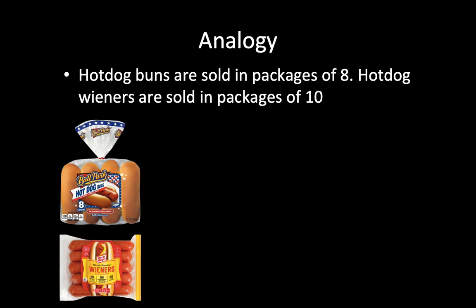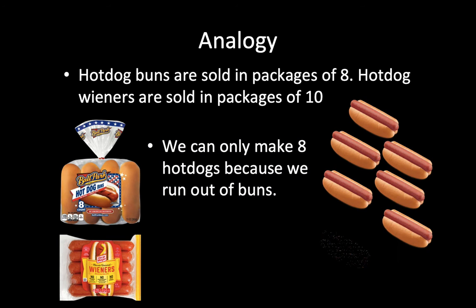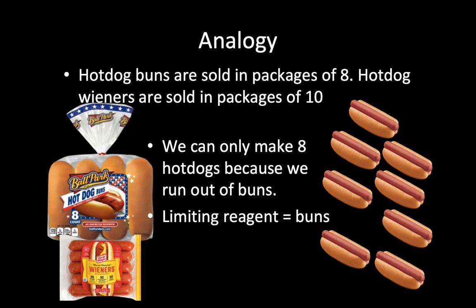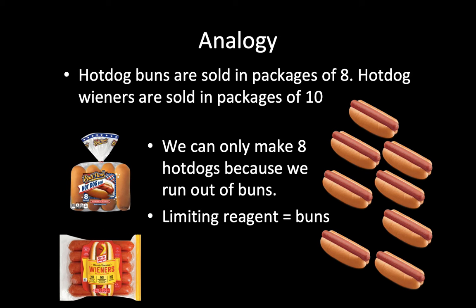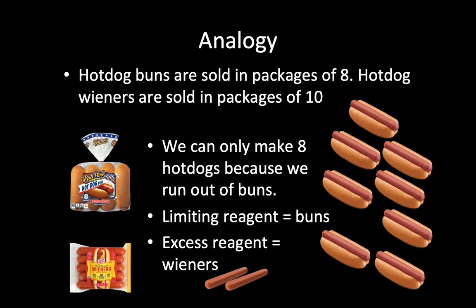To understand better what we're talking about here with limiting reagents, we're going to use an analogy. If we went to the grocery store to shop to make some hot dogs, and we buy a package of hot dog buns, generally those buns are sold in packages of 8, whereas the weenies are sold in packages of 10. So if we're making hot dogs, the greatest number of hot dogs we can make would be 8, because at 8 we run out of buns. That means that the buns would be our limiting reagent, and the weenies would be our excess reagent, because we would actually have 2 leftover weenies after we had made all the hot dogs we could.